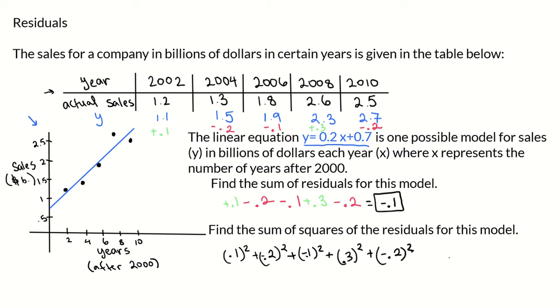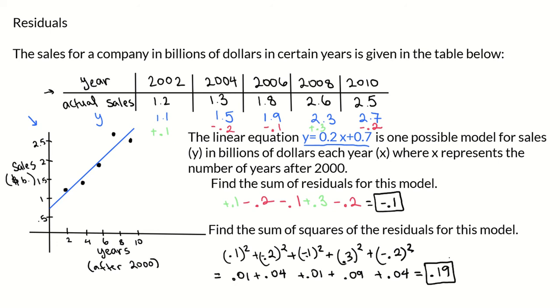One thing that the sum of squares does is it makes all these values positive. So this is squaring each of these individual residuals. And then we add all of those values together. So this would be 0.01 plus 0.04 plus 0.01 plus 0.09 plus 0.04, which is 0.19, the sum of squares for this model.